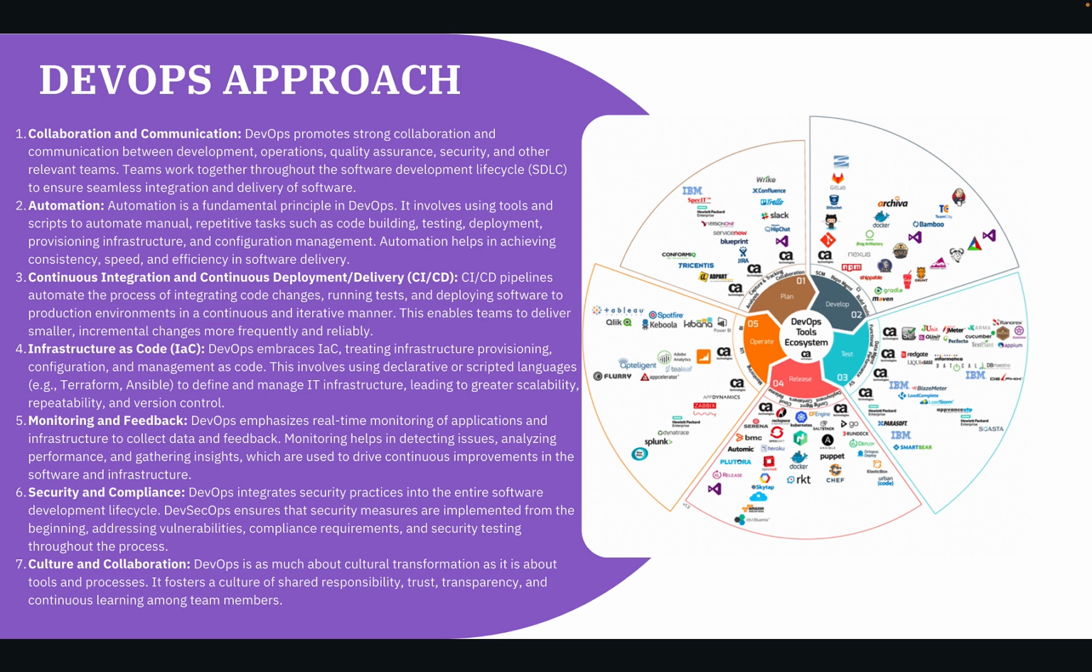which are used to drive continuous improvements in the software and infrastructure. And security is high with the DevOps approach. So we will discuss DevOps more in the upcoming videos. And next, let's discuss how Facebook uses DevOps and what happened to Facebook without using DevOps.